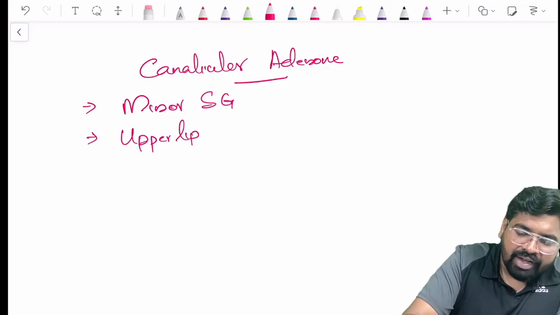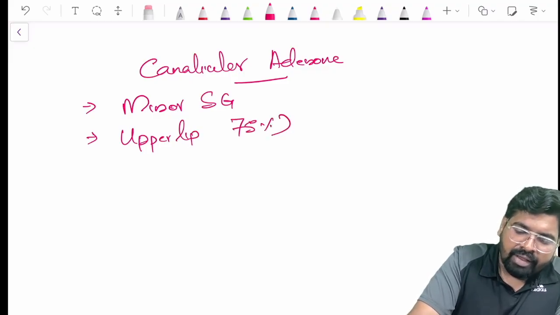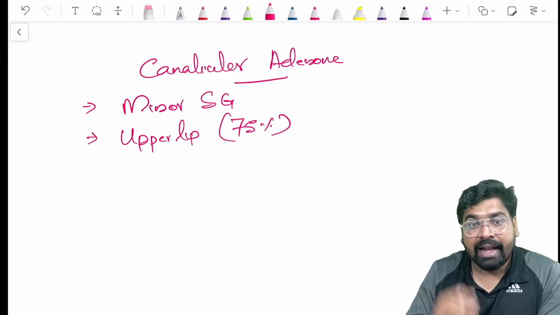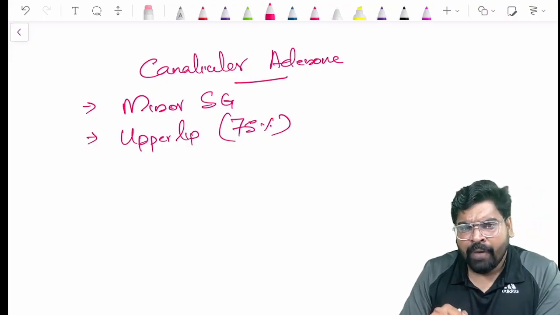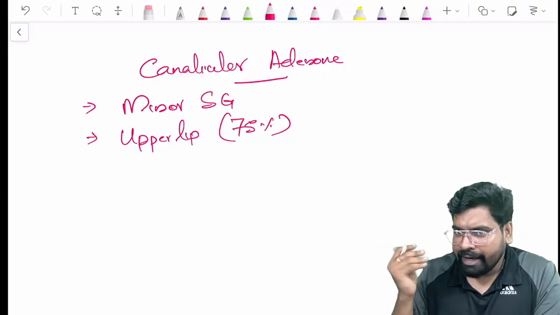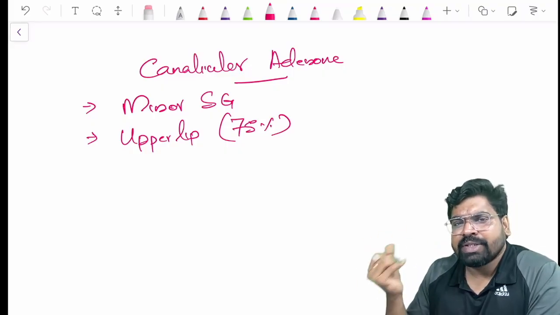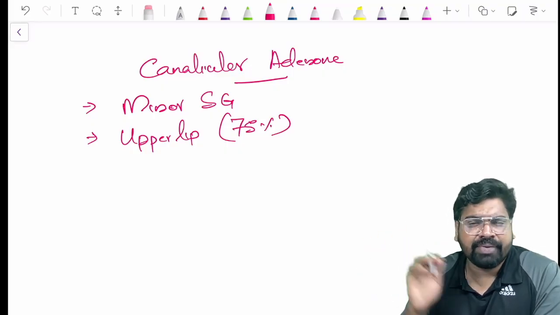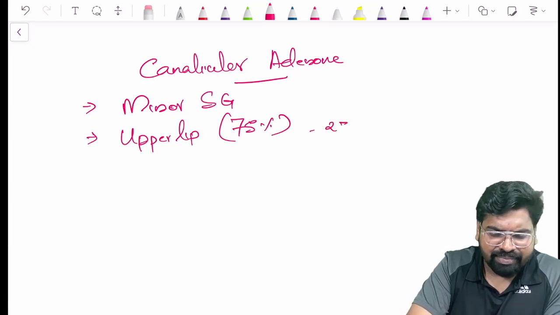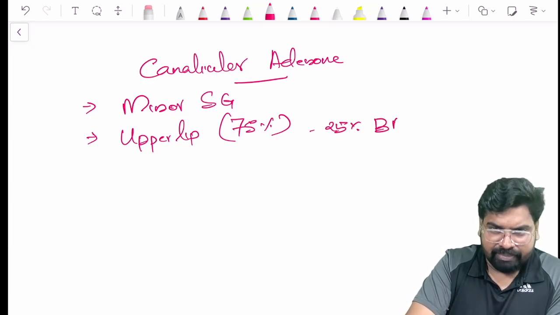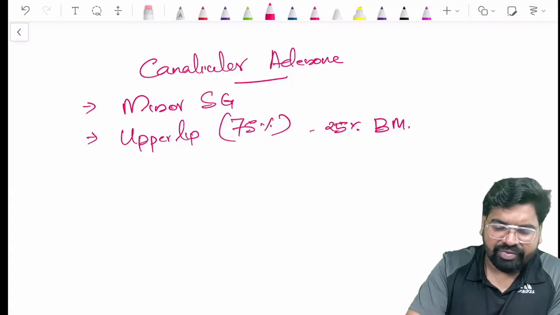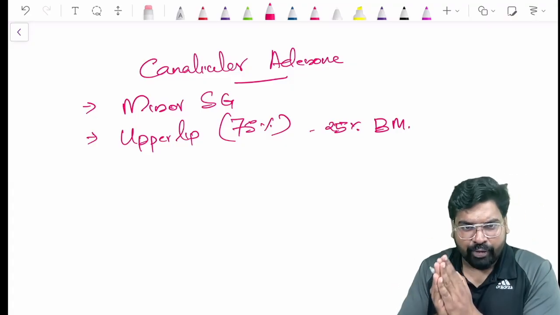In 75% of the cases, they come in the upper lip. Usually minor salivary gland tumors mostly come in the palate, right? But canalicular adenoma has a specialty that it mostly comes in the upper lip, 75% of the cases. The rest 25% come in the buccal mucosa.